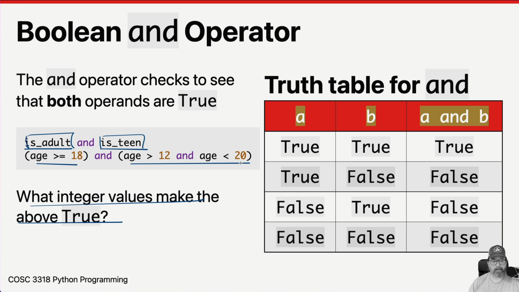Okay, welcome back. We're looking for ages greater than or equal to 18. So that's 19, 20, and so on. And then we're looking for ages between 12 and 20. So those are ages like 13, 14, all the way up to 18, 19, and 20. So which numbers are in both of these sets?